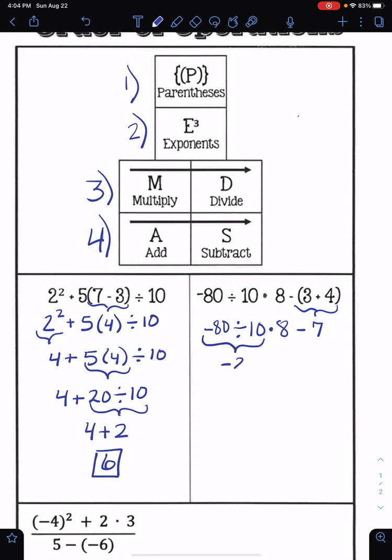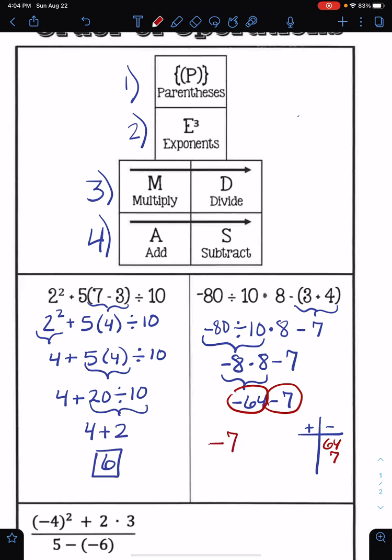Remember, a negative divided by a positive is always a negative. Anytime you have one positive and one negative, the answer is negative. Everything else I'm just copying. And then I'm going to multiply before I subtract. So negative 8 times positive 8 is negative 64. And then I have negative 64 minus 7. If you'd like to set up a little scoreboard over here, you can. And you'll see that we have 64 negatives and 7 more negatives for a total of 71 negatives and no positives.